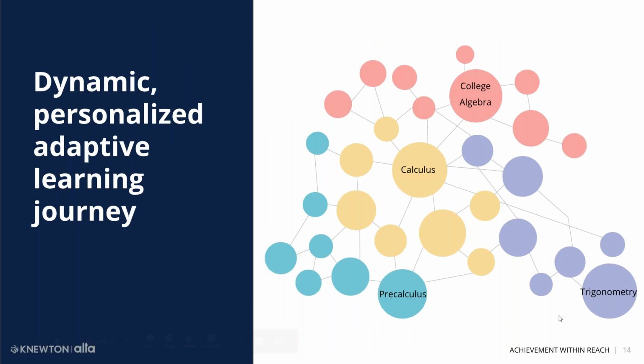This is a pictorial example here of our learning paths. We call this a knowledge graph, and our courses are all connected. So if you are teaching a calculus class, you may still be bringing in material from pre-calculus or trig. If your students are struggling with a particular concept, it can be pulled in wherever your students need that particular piece. You can just see how everything is connected through these edges so that each student gets their own personalized adaptive learning journey.